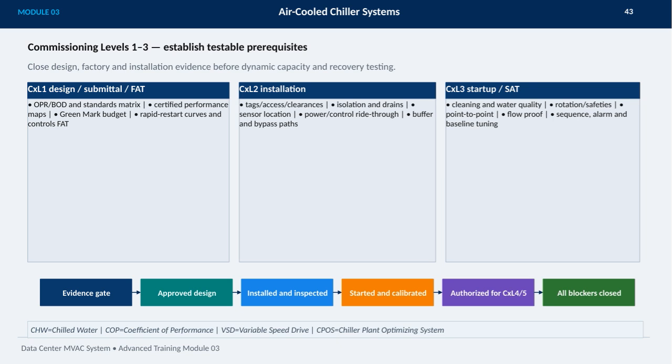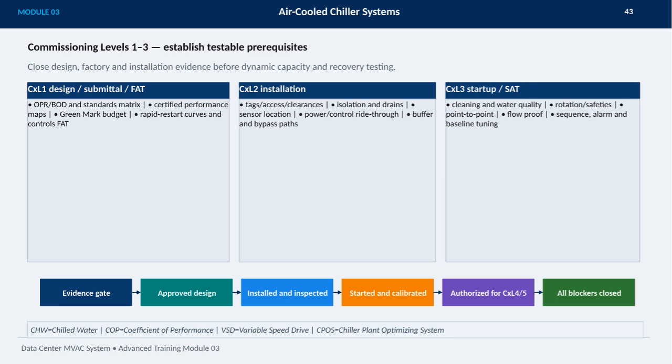Moving to level 2, the emphasis shifts to installation verification, including checking equipment tags, access clearances, sensor locations, and ensuring proper isolation and drain setups. This step is critical to confirm the system is correctly and safely installed.